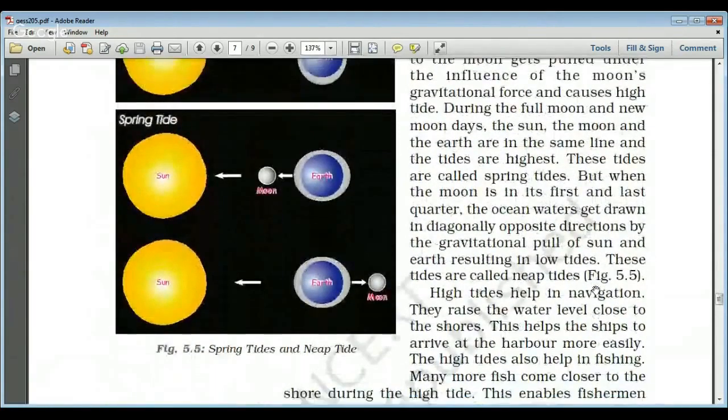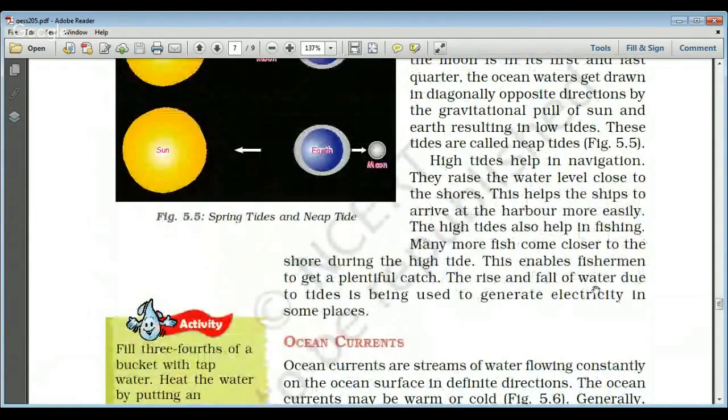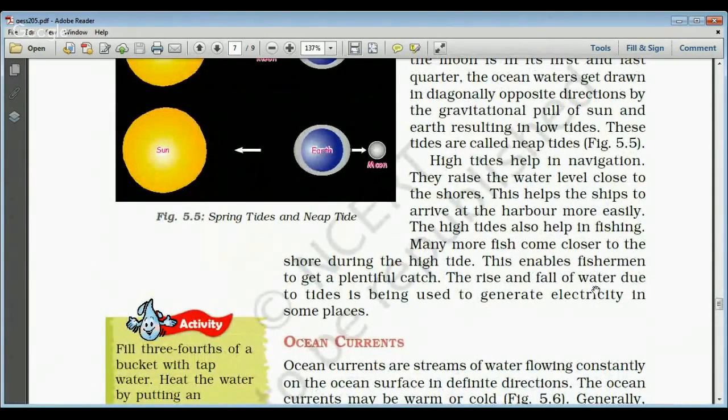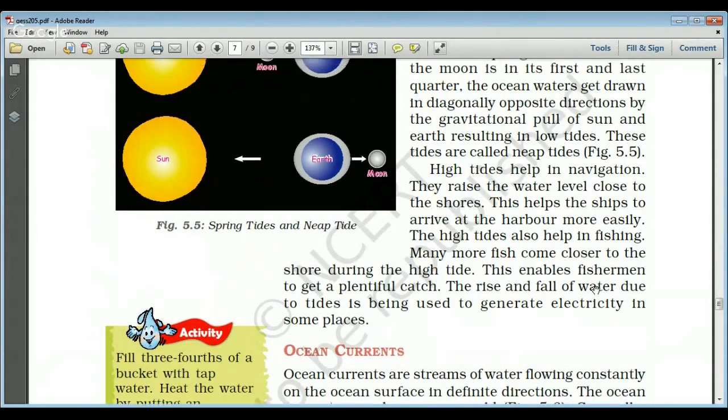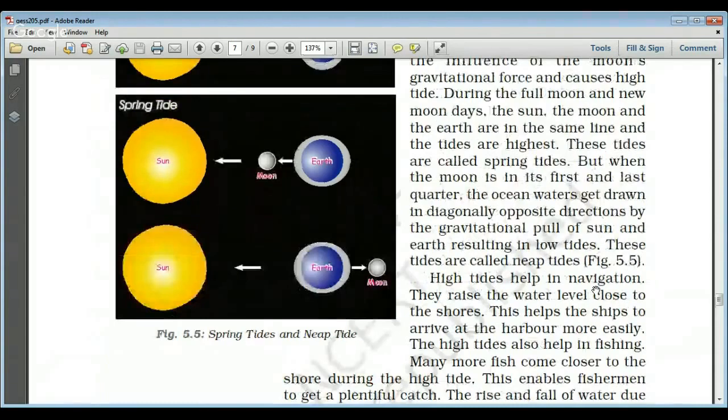And high tides actually help in navigation. They also raise the water level close to the shore, and they help ships arrive at the harbor very easily. The high tide also helps in fishing. Many more fishes come to the shore during high tide, and this enables fishermen to get a plentiful catch. And the rise and fall of water due to tides is being used to generate electricity in some places, and that is why it is known as tidal energy.